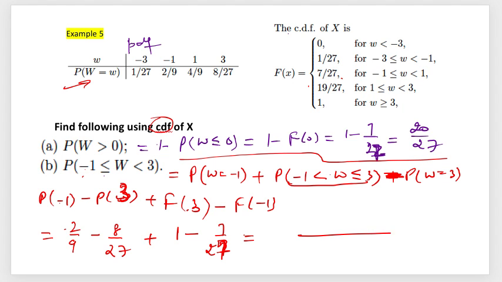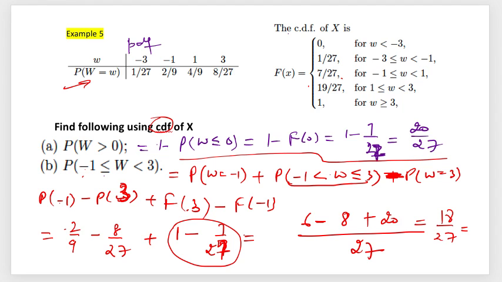So let us see if we take an LCM. 27 is an LCM, and this part is 20, so we can write 20 by 27 here, and then minus 8. When we simplify it, we get 6 minus 8. Here it will be 18 by 27. 18 by 27 means 2 by 3. So 2 by 3 is the answer for this question.